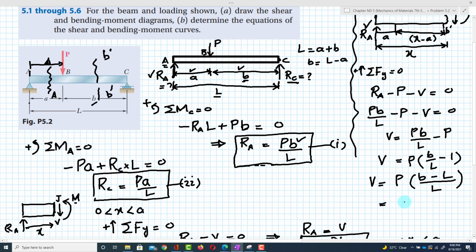So if I write B as L minus A, minus L, over L, that will be equal to minus PA. This L will be cut with this, so that will be equal to minus PA over L. So this is the equation of shear force.